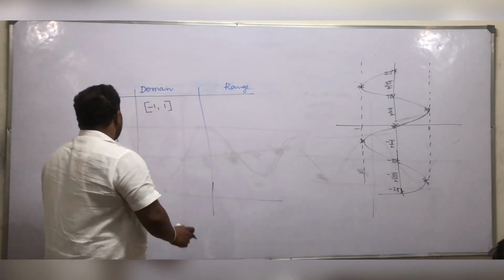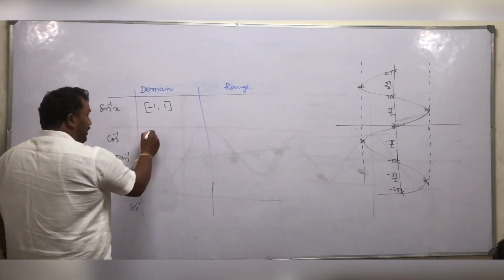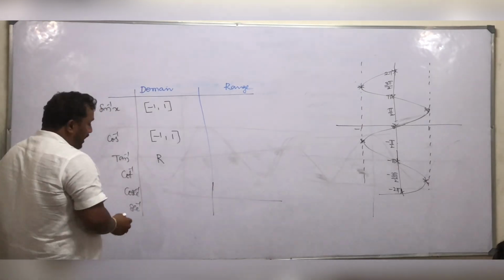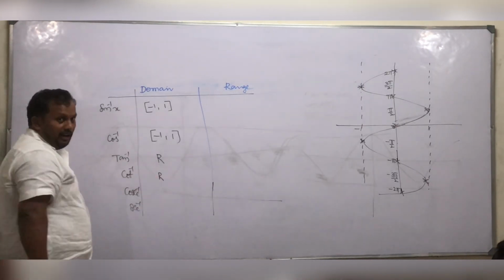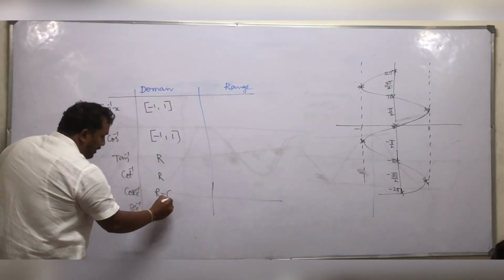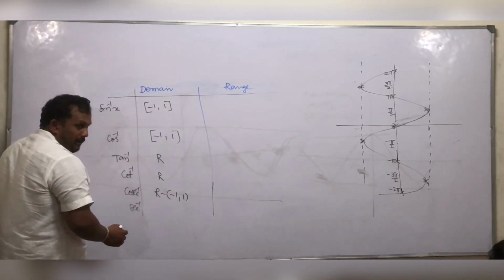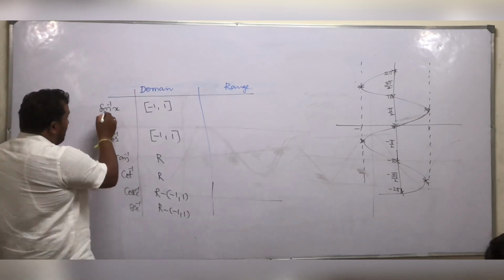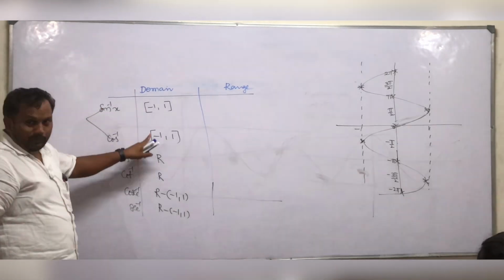Principal branch value range: minus 1 to plus 1. Here the cos inverse answer is also the same, minus 1 to plus 1. Tan inverse answer is R. Cot inverse answer is R. Same diagram, first piece same. Cosecant inverse domain is R minus the open interval of minus 1 to plus 1. Secant inverse is also R minus the open interval of minus 1 to plus 1. First two answers: minus 1 to plus 1.